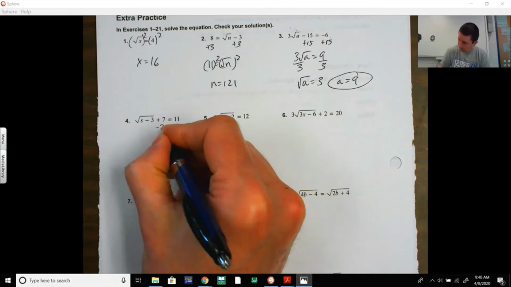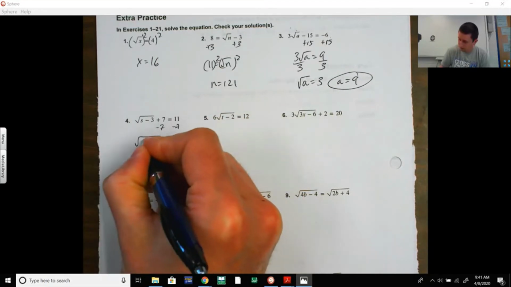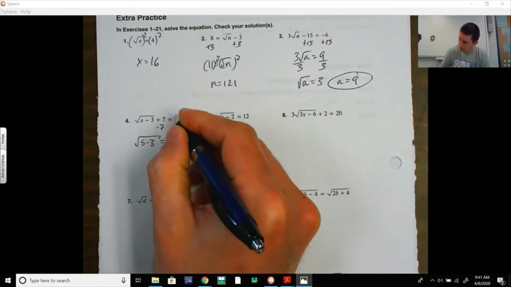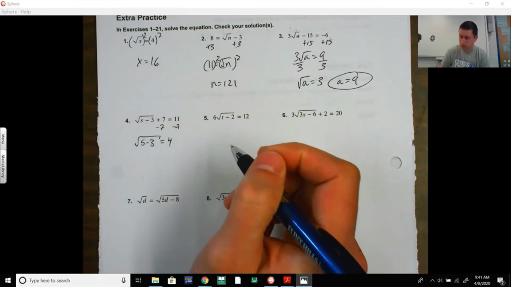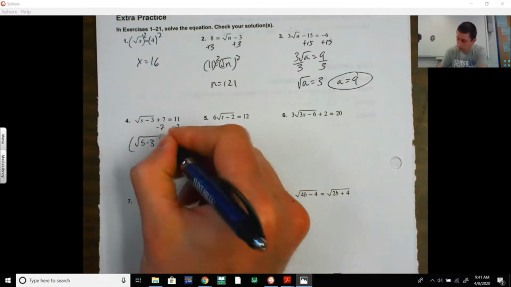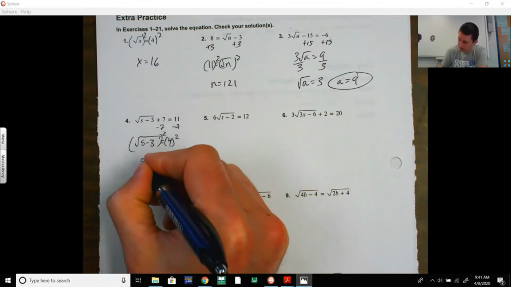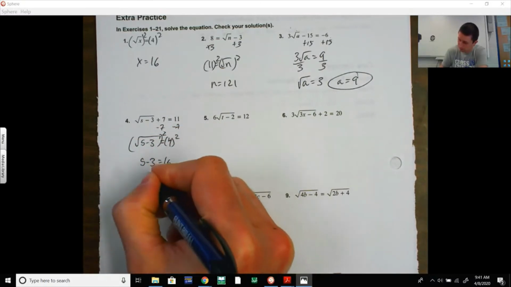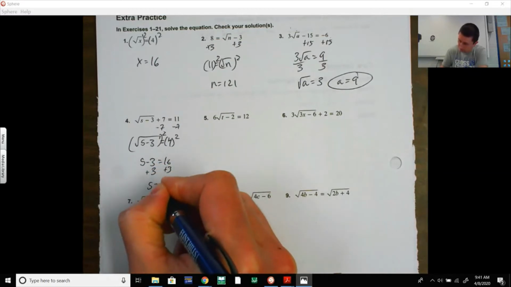Okay, minus the 7. Here you get the square root of s minus 3 equals 4. You do not add the 3 over right now because the 3 is inside the square root. So you square both sides, and you get s minus 3 equals 16. Now add the 3 over, s equals 19.